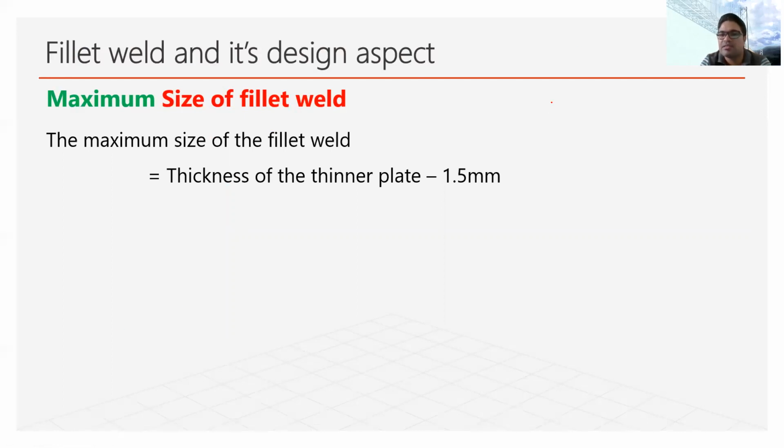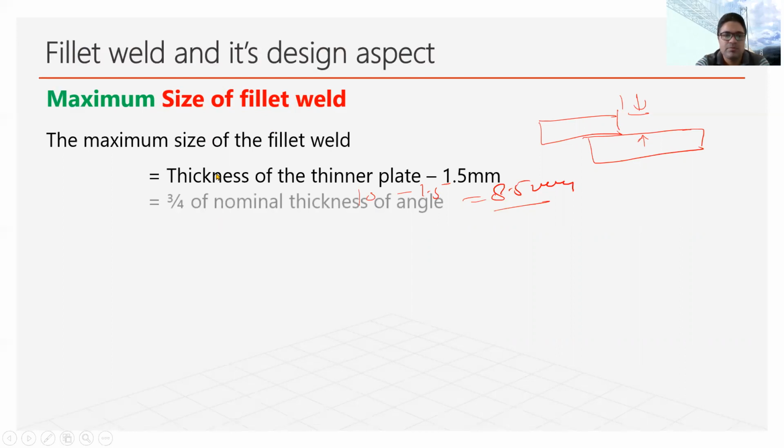Like, if these are the two plates, and the thickness is, say, 10 mm, then in that case the maximum size of weld can be 10 minus 1.5, which means 8.5 mm. Okay, so this is how it is calculated. This is the maximum permissible size as per the IS code.